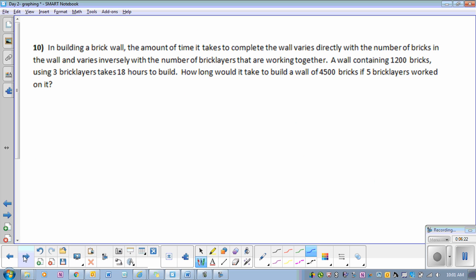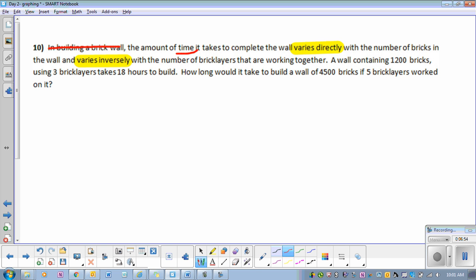Alright, so let's look at number 10. In building a brick wall, the amount of time it takes to complete the wall varies directly. There it is, my key words. Varies directly. And, oh my goodness, varies inversely. Wow, there's a lot going on here, right? So let's kind of pull out our variables, okay? So I'm building a brick wall, I don't care, irrelevant.